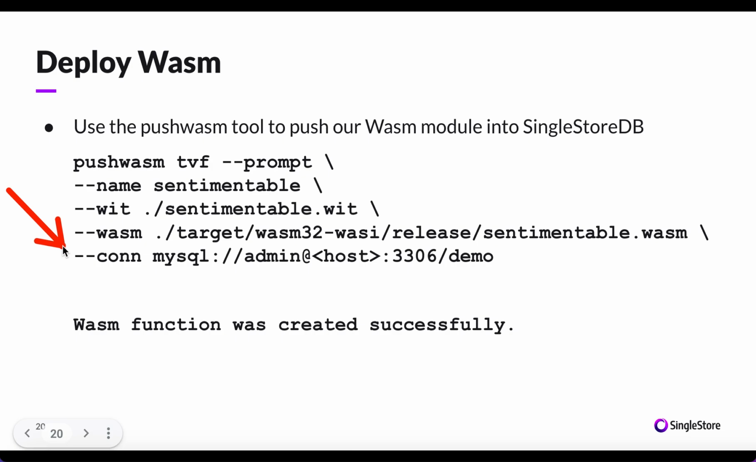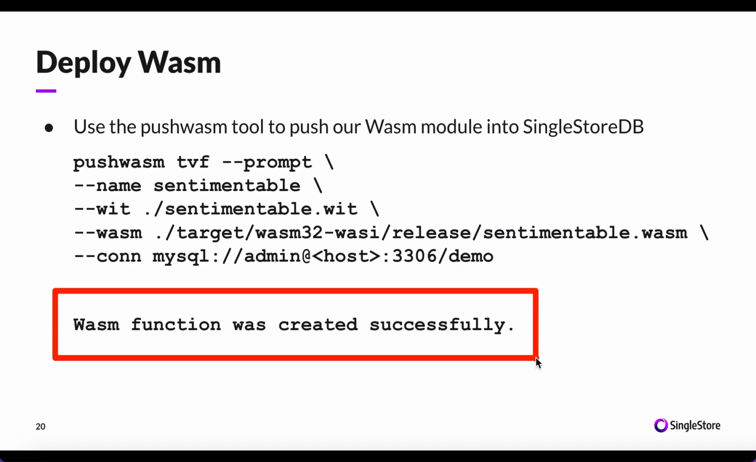Okay, where is the database system actually running? And again, for this particular example, simply substitute the value of host here. It's in the cloud, and you can see here that demo is the database name referenced here, which is what we've created on the previous slide. So once this command is run, and if it's successful, which hopefully it should be, shouldn't be any problems, we should see this message output: wasm function was created successfully.